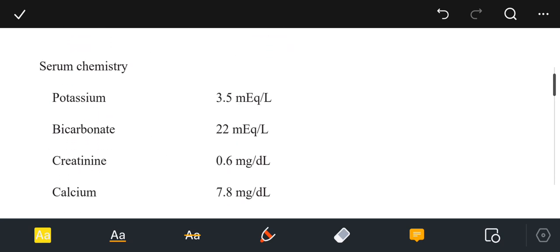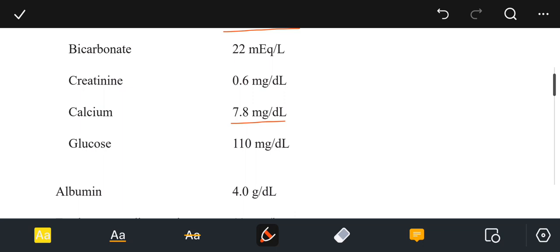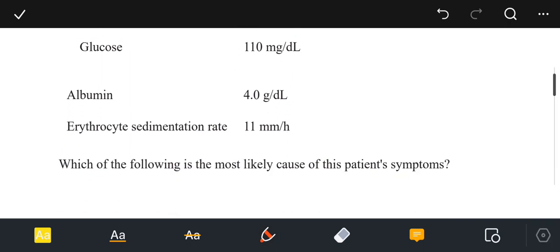The serum chemistry: potassium is 3.5 milliequivalents per liter. I guess it is low, but I guess the range is 3.5 to 5.5 something. Okay, I'm not sure. So it is 3.5. Bicarbonate is 22 per liter. That is okay. Creatinine level is okay. Calcium level is kind of low, 78, because the average level of calcium is near about 10. The glucose level is 110 milligrams per deciliter. Albumin level is 4. The erythrocyte sedimentation rate is 11 millimeters per hour.